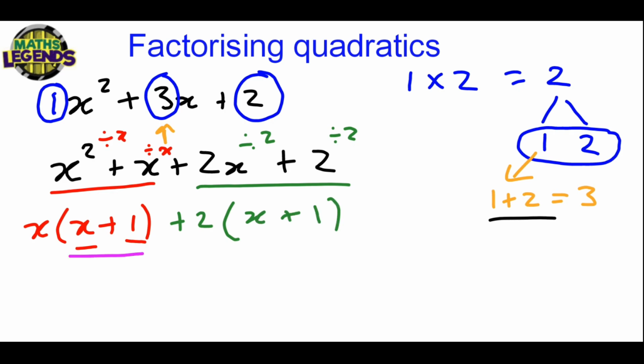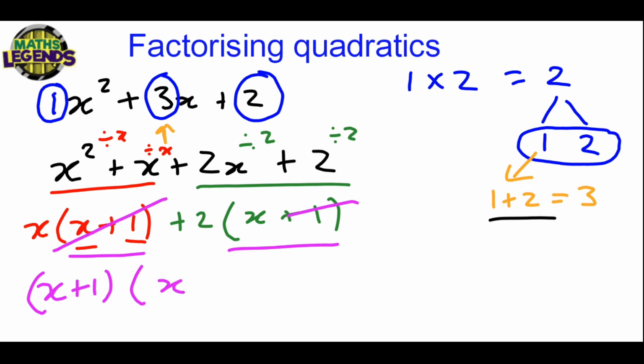Now you'll notice that x plus 1 appears in both, so we take this out as a factor. Now at this stage, if your brackets are not the same, there's something that's gone wrong early on. And that leaves us with, so effectively we're going to divide by x plus 1 in both of these. So x plus 1 would cancel, we're left with x, and this x plus 1 would cancel, and we're left with 2. So now we have factorized x squared plus 3x plus 2 into x plus 1 bracket, x plus 2 bracket. Let's look at another example.